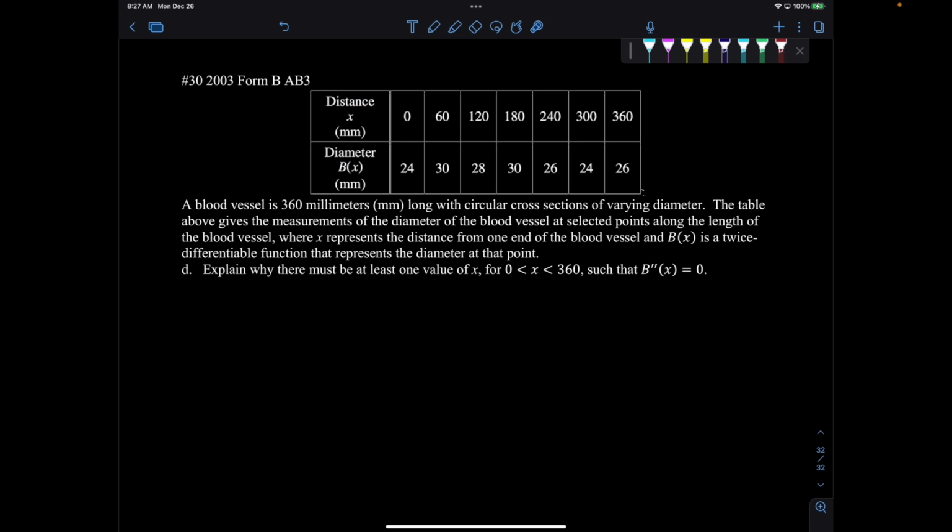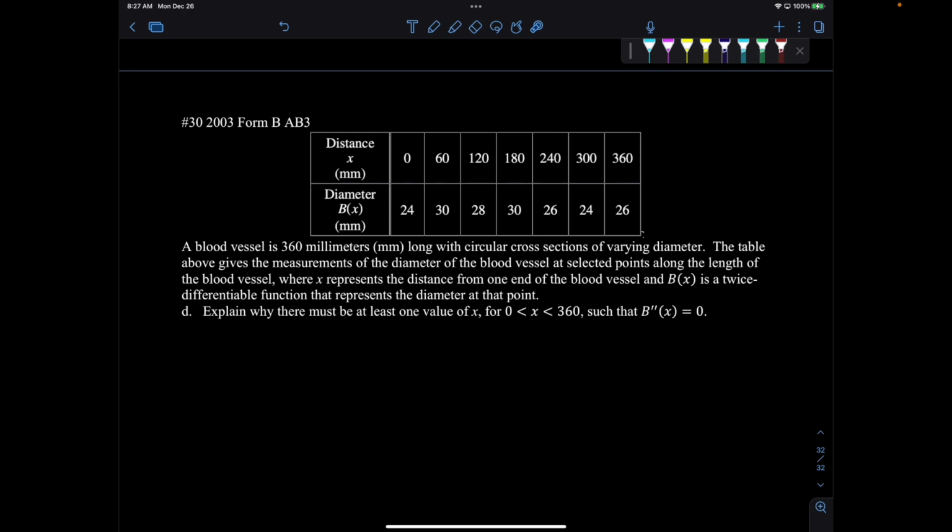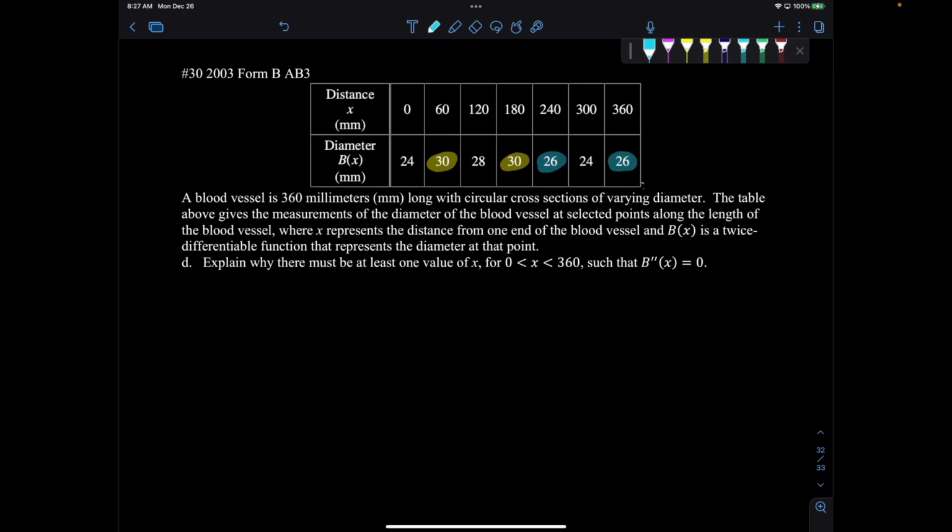I think this is going to be the same thing, except maybe actually easier, because we go through and look for places the mean value theorem guarantees that b prime equals 0. For example, I see 30 and 30, so b prime must be 0 somewhere in there. And then I see 26 and 26. So I think this is set up for us to do it this way. B of x is differentiable, which implies continuous. Therefore, by mean value theorem, can you feel that this is basically the same problem?